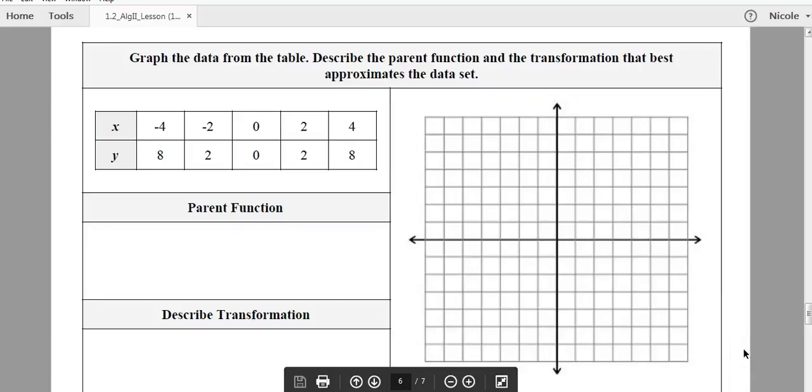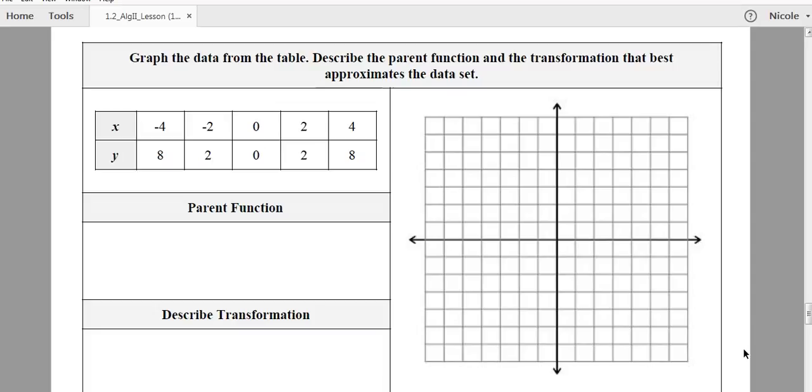Alright, this is for lesson 1.2, and we're going to be identifying parent functions to model data sets. Your page should look like this, and it says to graph the data from the table, describe the parent function, and the transformation that best approximates the data.